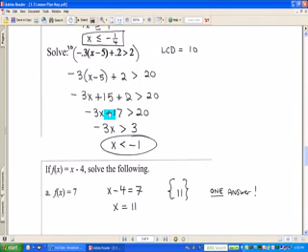When I now collect like terms on the left-hand side of the inequality, I have the opposite of 3x plus 17 is greater than 20. I subtract 17 from both sides of the inequality, which results in the opposite of 3x is greater than 3. And my final step involves division by a negative, which causes the inequality sign to flip or reverse. x is less than 3 divided by -3, which is -1. So the solution set is the set of all real numbers such that x is smaller than -1.